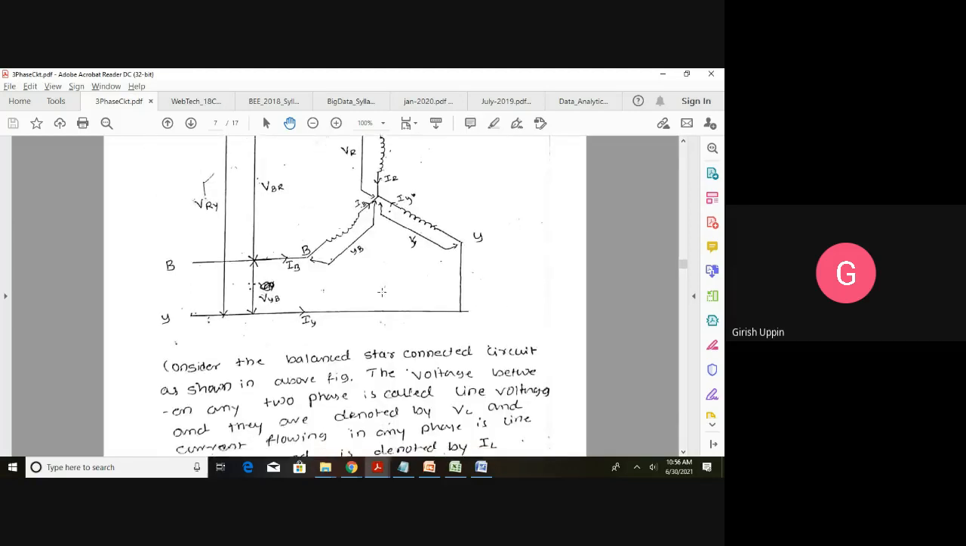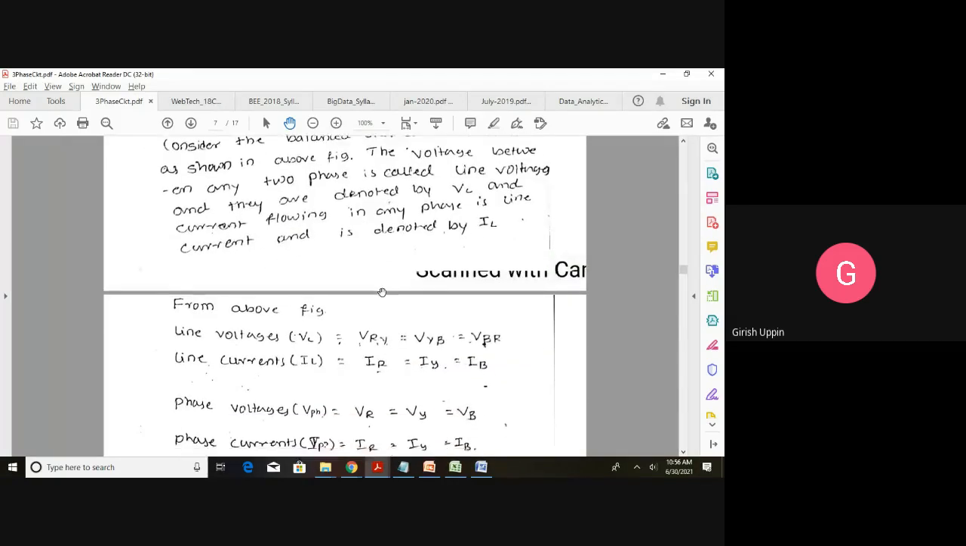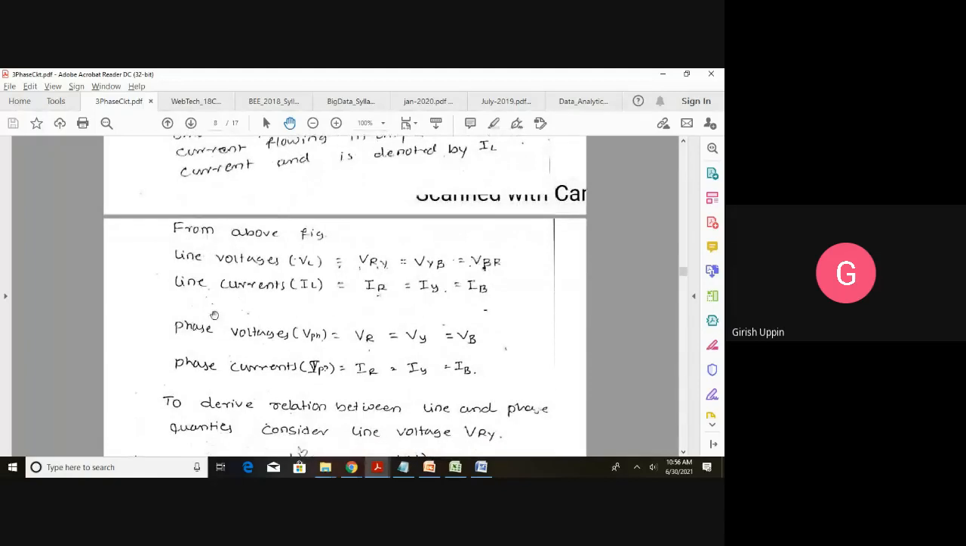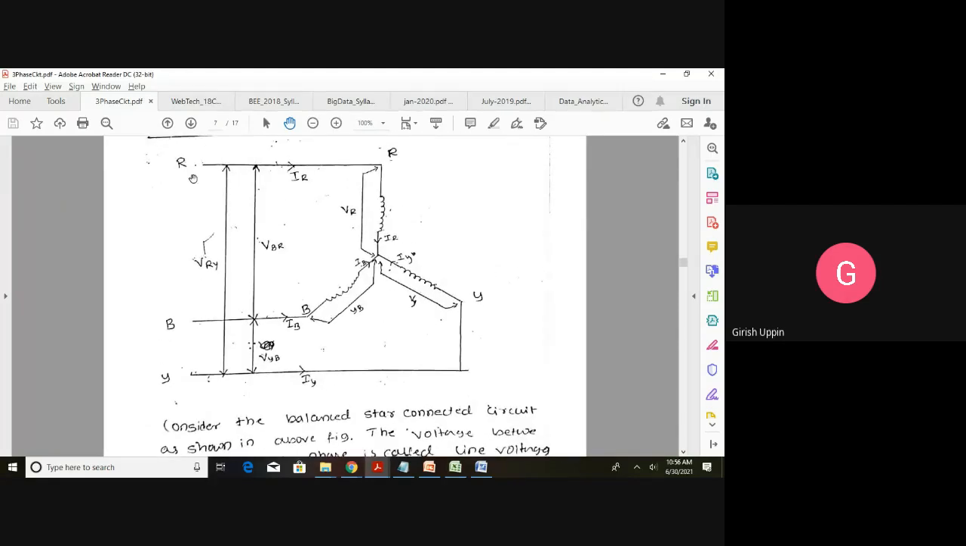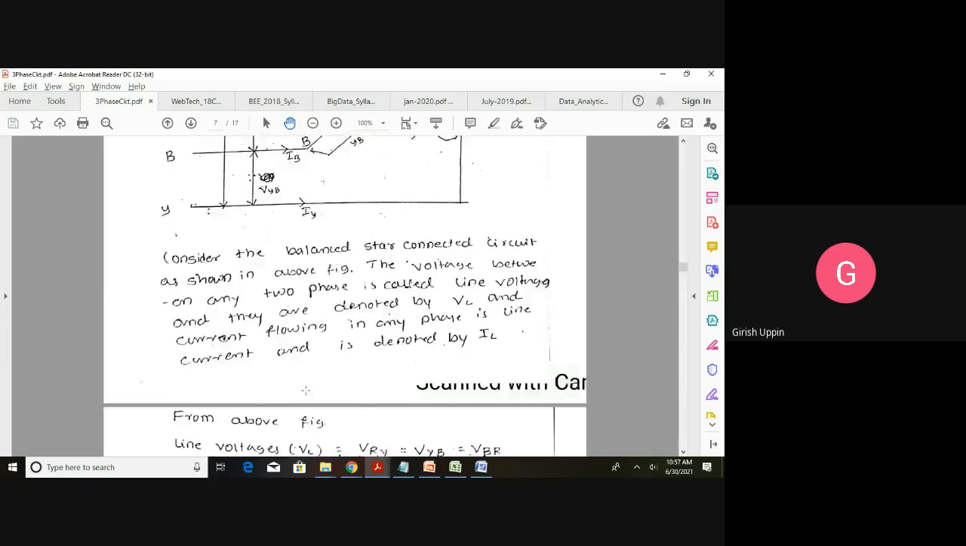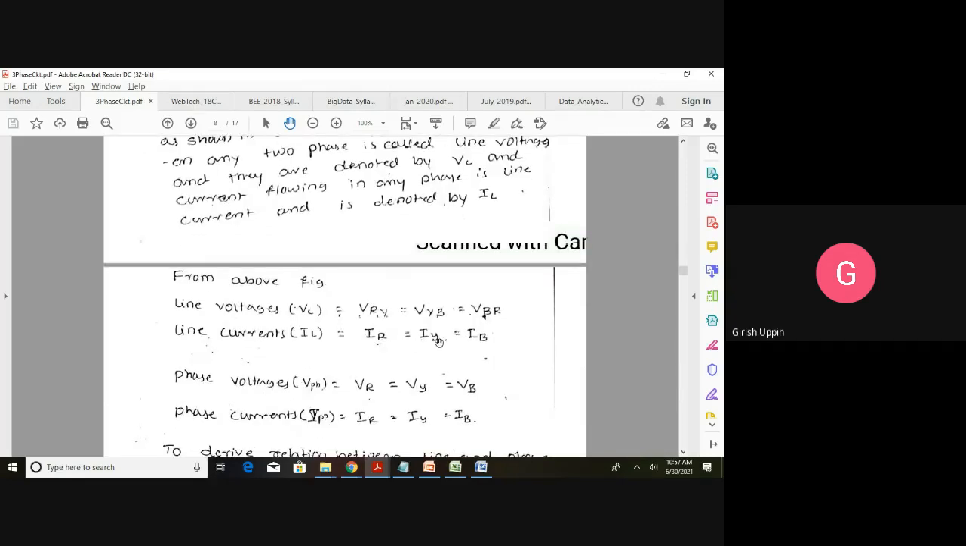Now considering this same circuit, whatever we discussed, the line voltages VL are equal to VRY, VYB, VBR. Those are the voltages between terminals. I hope you are understanding. VRY, VYB, and VBR. And the line currents are IR, IB and IY. Those are the line currents.